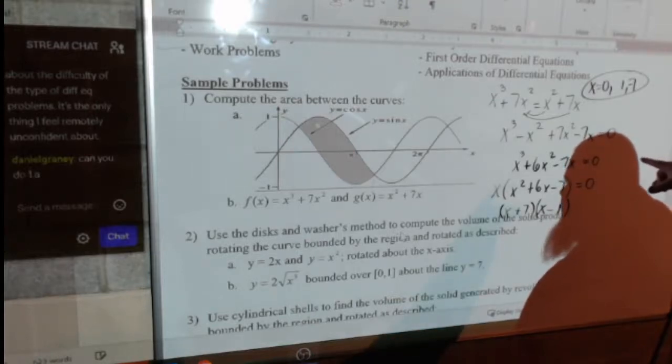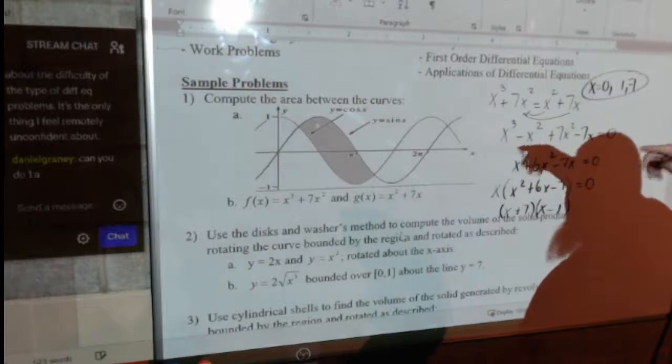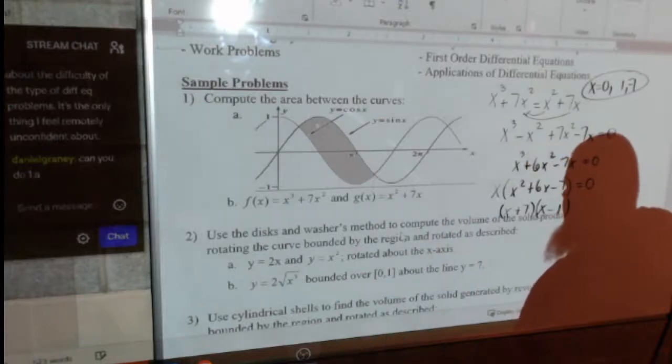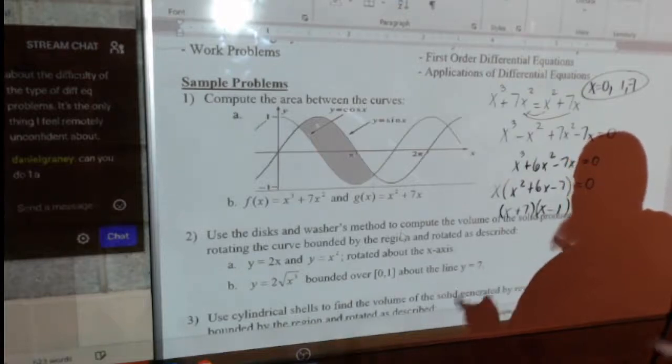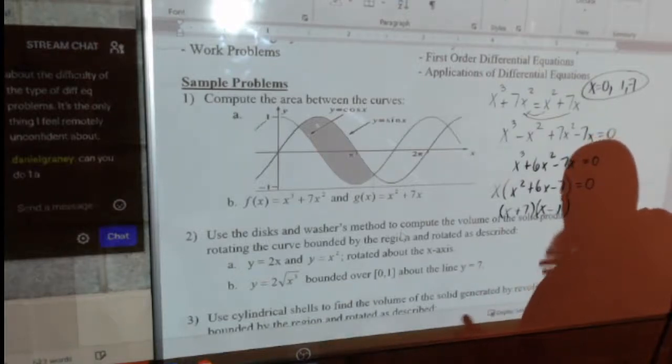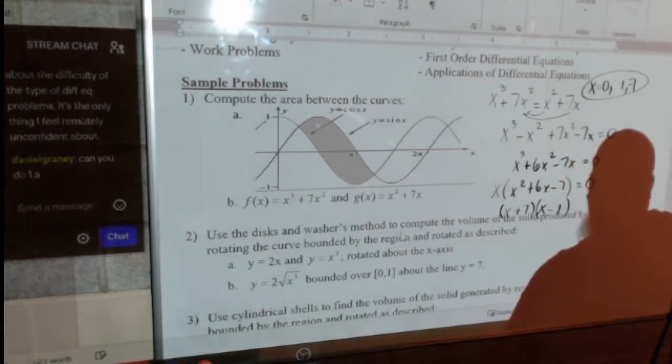So let me finish this one, Dan. And then if you really need me to do A, I can. But my guess is the only problem is you're having trouble getting the solutions to where they're equal, and then it's a very simple problem.